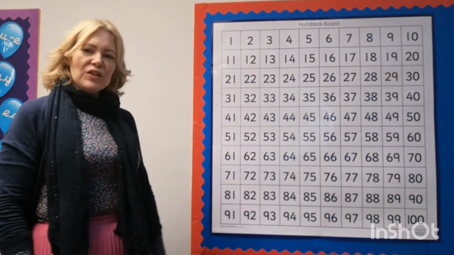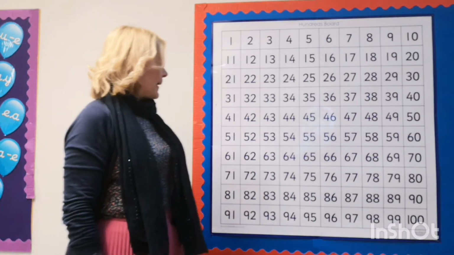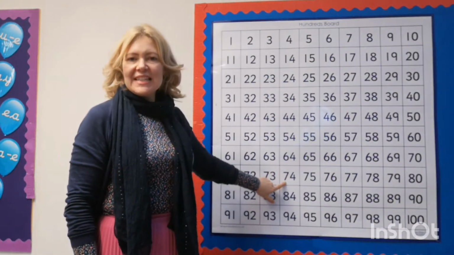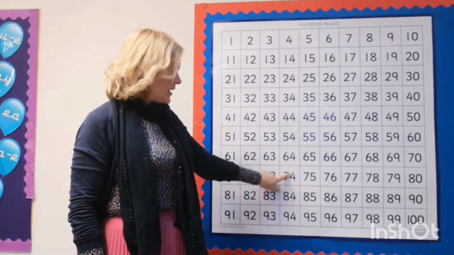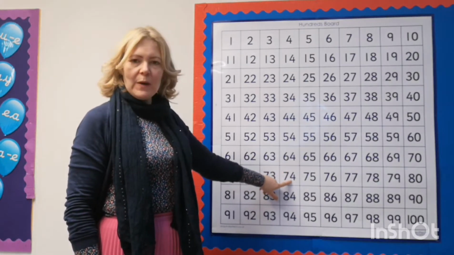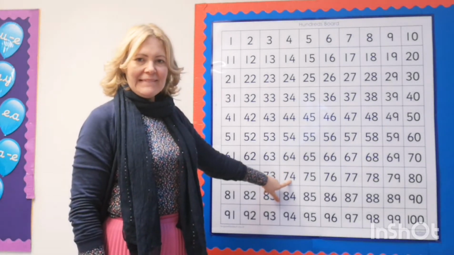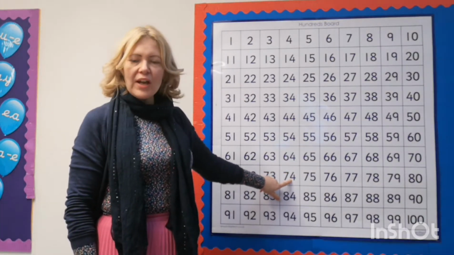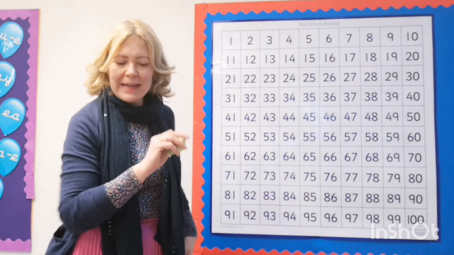Okay, last one for those of you that super want to stretch yourselves. Let's go down to here. What is this number with a 7 in the front column and a 4 behind it? Tricky one. That is 74. If you got it right, that's amazing.